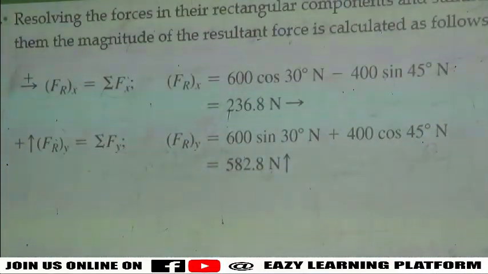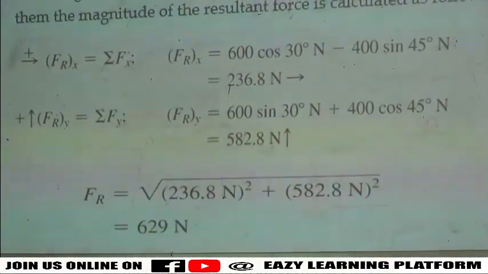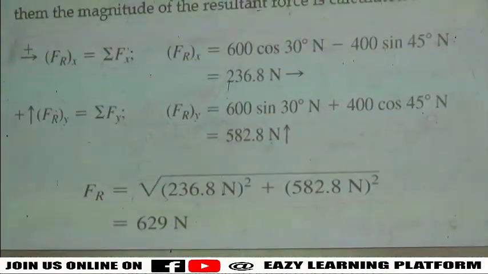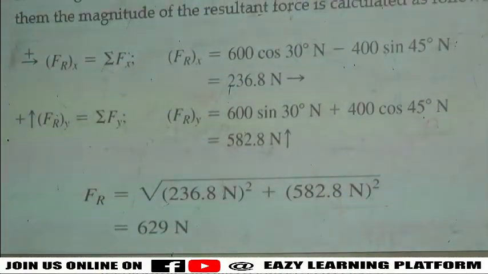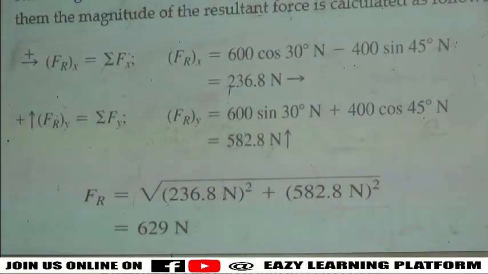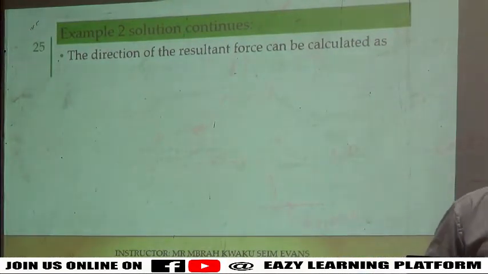To find the resultant, we need to find the square root of summation of forces in the X squared plus summation of forces in the Y squared. And when you substitute into that relation as we did previously, you're going to have the resultant force to be 629 Newton. So how would we find the direction?